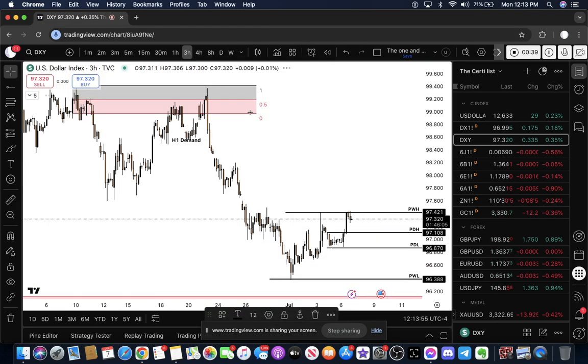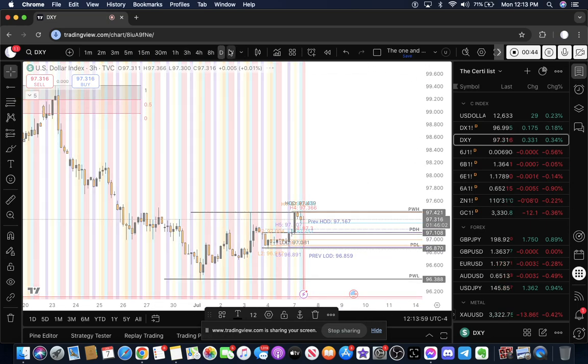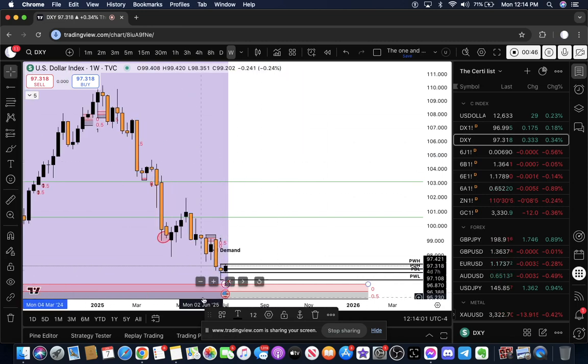On the 3-hour or the 4-hour, it does look like we are getting a bit of a reversal pattern. And the way that the weekly closed, it does look like we could be reversing. Let's see what happens though.